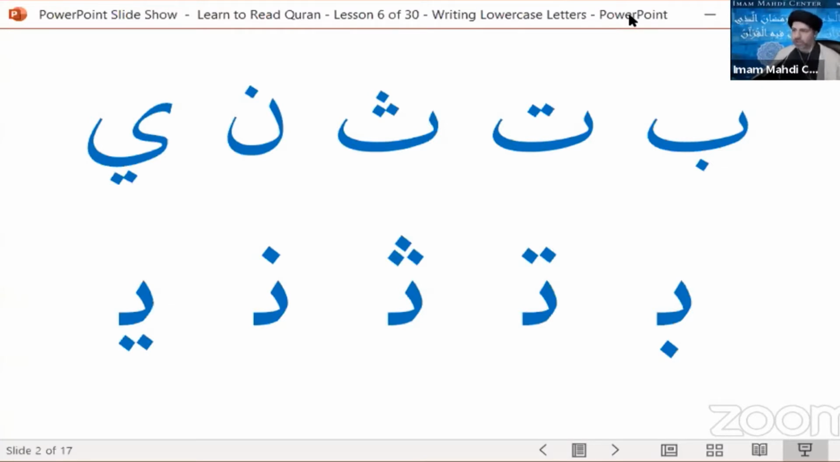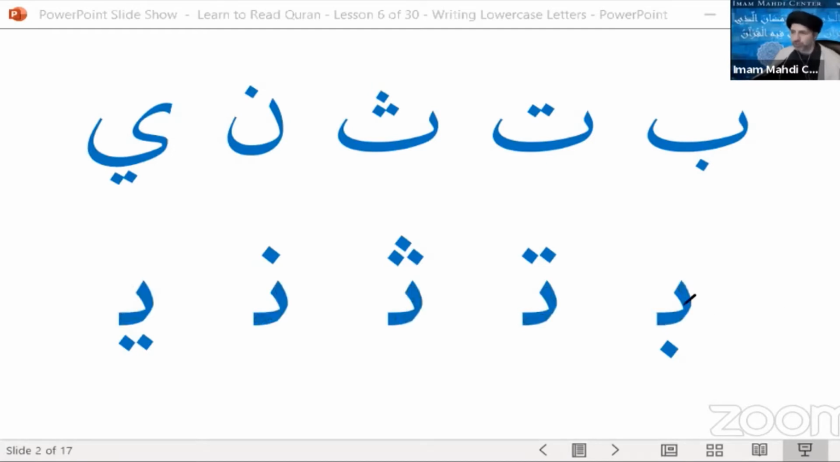Now we see we have 5 letters here. We have ba, ta, tha, noon, and ya. The noon and the ya, of course, are towards the end of the alphabet, but we have put them together in this group because when all 5 of these letters change into a lowercase form, their lowercase form looks very similar. If you notice, they all have this very small curve. You see, all of them look exactly the same. So when you write this, you're just making this very small curve.